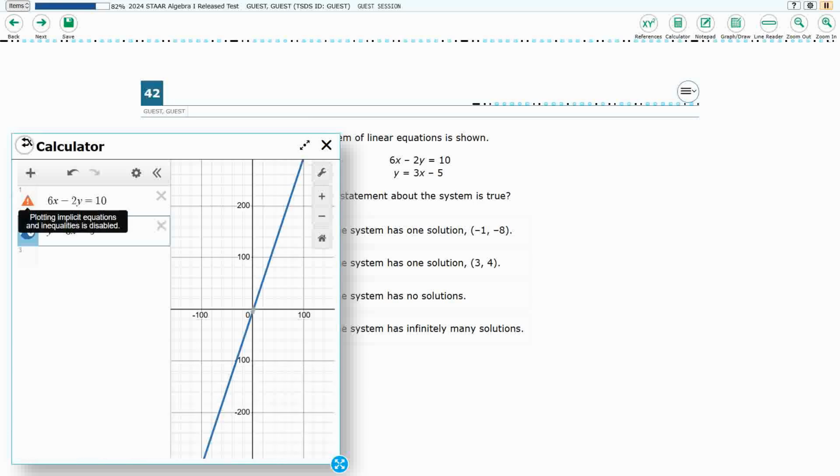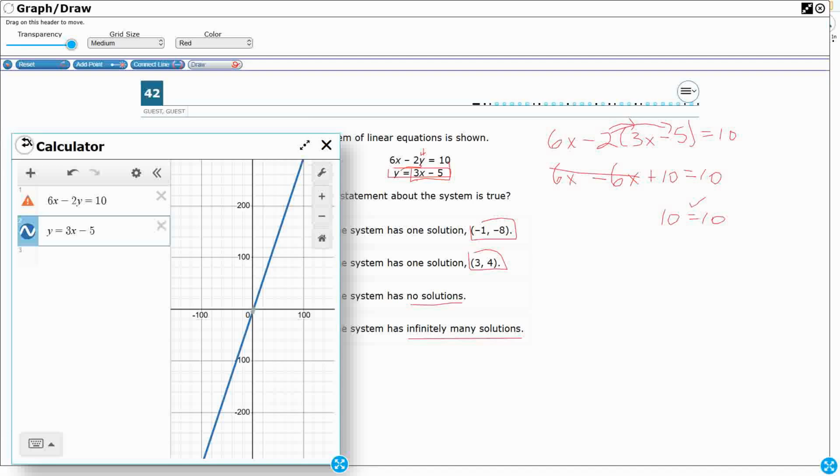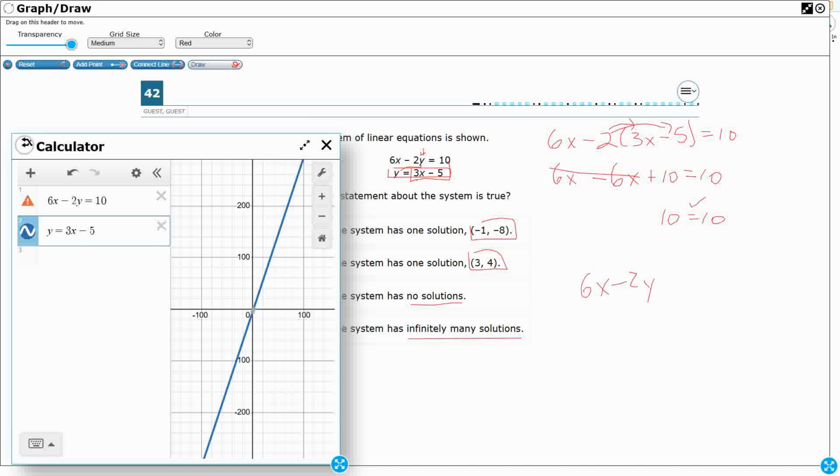Okay, so I'm getting an error message here. Plotting implicit equations and inequalities is disabled. So let's go ahead and change this into a slope-intercept form, see if that helps us, if you ever get stuck on that. Let's just take this 6x minus 2y equals 10. All right, so we're going to solve for y. So let's subtract 6x from each. It's minus 2y equals negative 6x plus 10.